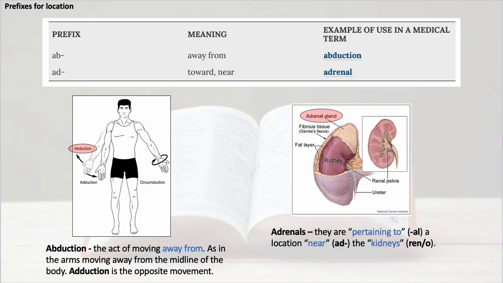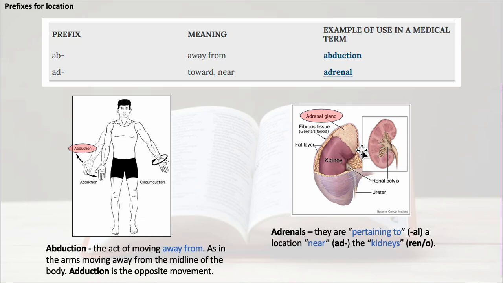So other examples on the slide here for ad, we see adrenal. In this context of the word adrenal gland or the adrenals, this term specifically ends in AL, and AL as a suffix is pertaining to, and a location near the kidneys, if we break down this word further. So ad is our prefix at the beginning of adrenals, and then we see ren or reno is the combining form for kidneys, and AL is pertaining to, so pertaining to near the kidneys.